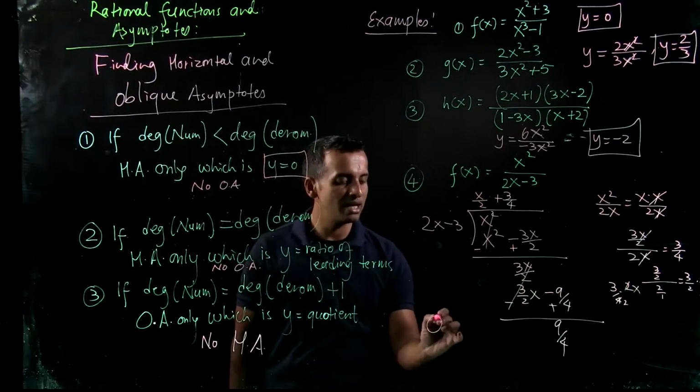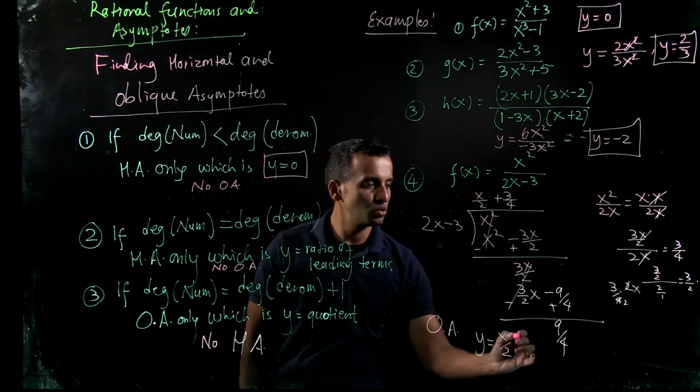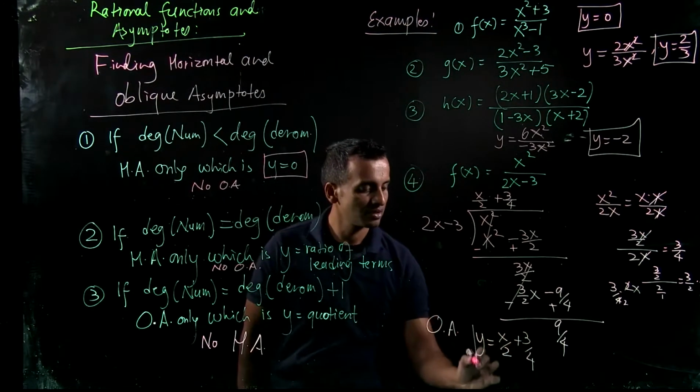So what is the answer then? The oblique asymptote here is y equals x over 2 plus 3/4.